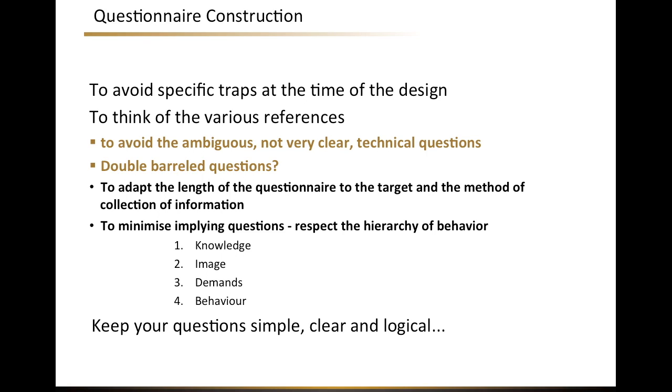So each of those criteria. The average of 3 would probably be appropriate, but it wouldn't be an accurate reflection of how you're feeling, given that those two parts of the question could and should be surveyed individually. You want to minimize, certainly at the start of your survey, implying questions. Respect the hierarchy of behavior.